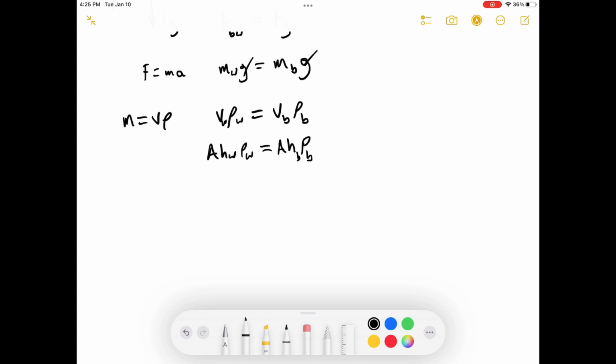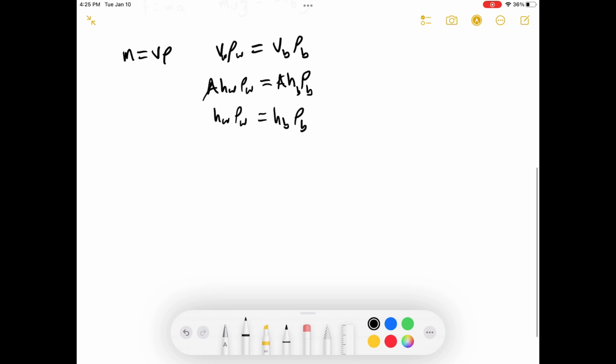We see that the cross-sectional areas cancel out. So we're just left with the height in the water times the density of the water equals the height of the block, total height, times the density of the block. And what we want to solve for is the density of the block. Okay, so let's solve for the density of the block. That equals the height in the water times the density of the water divided by the height of the block.